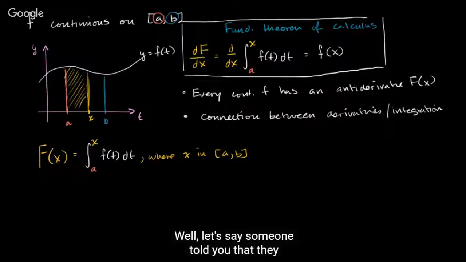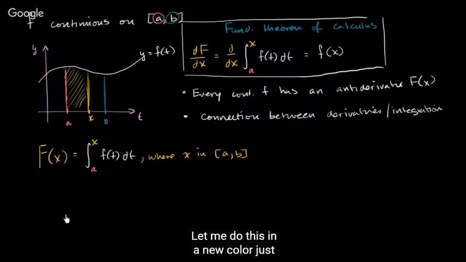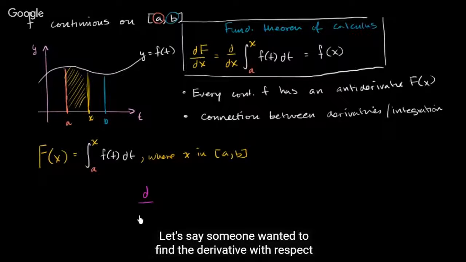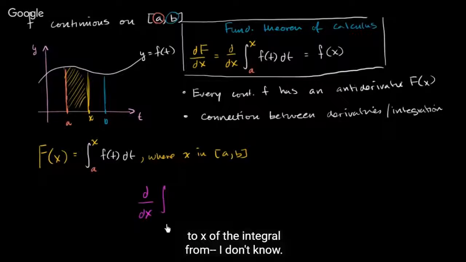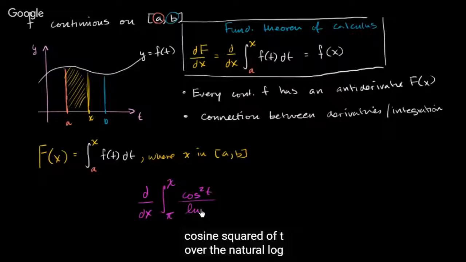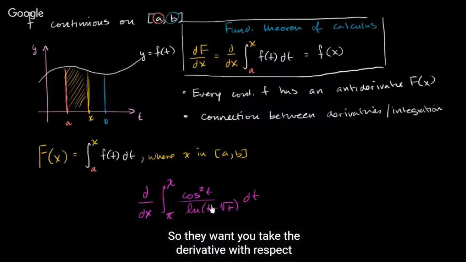Well, let's say that someone told you that they want to find the derivative. Let me just in a new color show this as an example. Let's say someone wanted to find the derivative with respect to x of the integral from, I'll pick some random number here, pi to x of, I'll put something crazy here, cosine squared of t over the natural log of t minus the square root of t dt. So they want you to take the derivative with respect to x of this crazy thing.